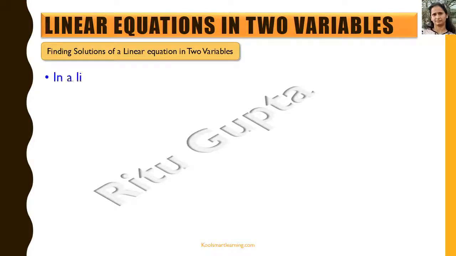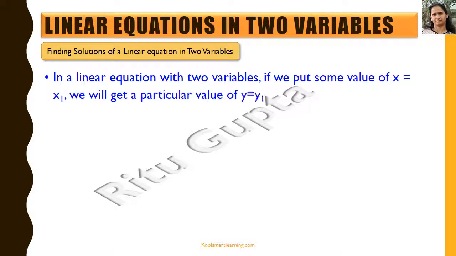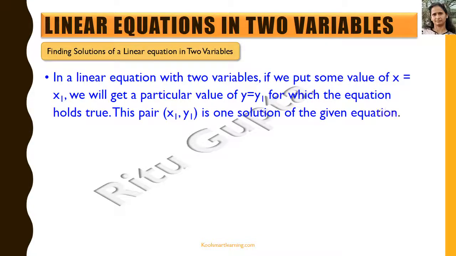So now let's look at how we find the solutions of the linear equation in two variables. In this equation, if we put some value of x, maybe x equal to x1, in that equation, we'll get a particular value of y equal to y1 for which this equation holds true. So we are saying that this pair x1, y1 is one solution of the equation.